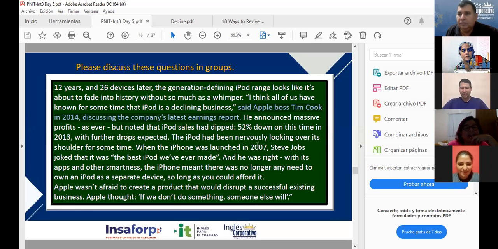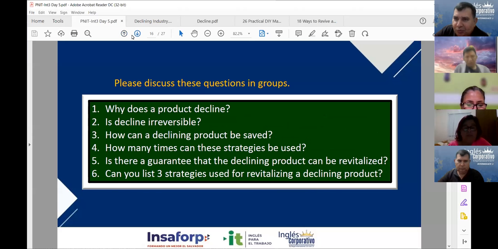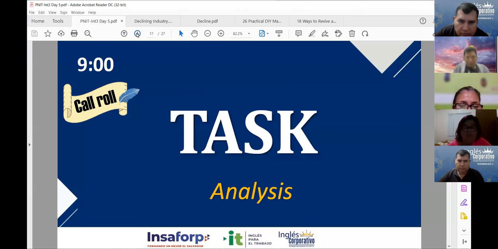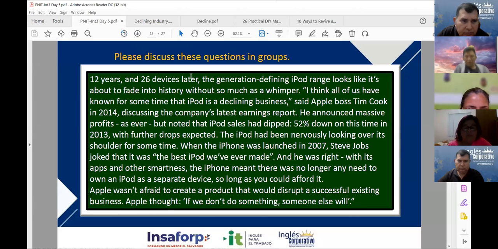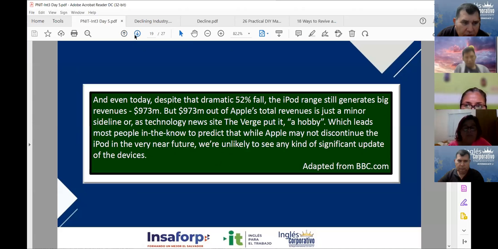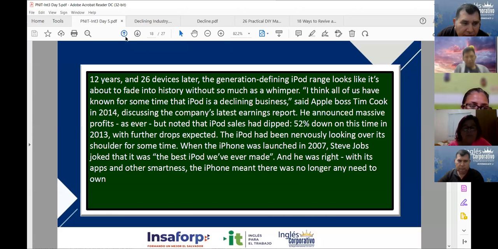12 years and 26 devices later, the generation-defining iPod range looks like it's about to fade into history without so much as a whimper. I think I have known for some time that iPod is a declining business. We have to read this and then do the questions, right? Yes, five slides. Need to read it.